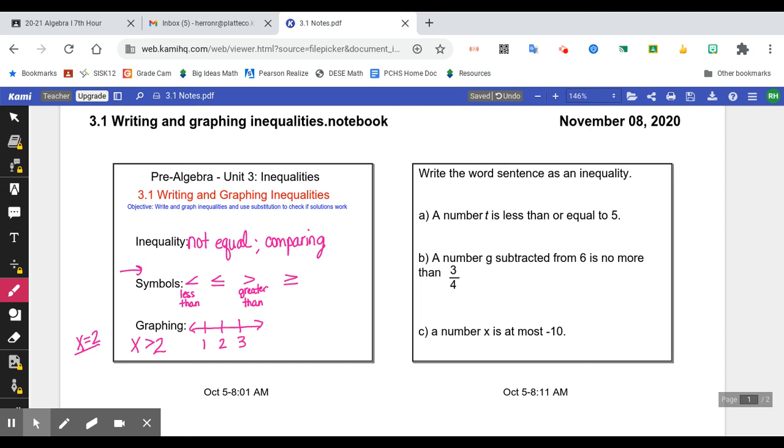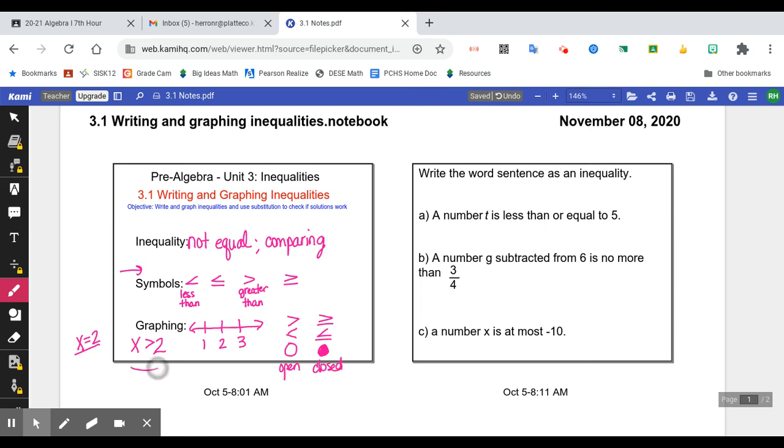Now, the special part of these is the types of circles. So hopefully you remember this from last year. But if you're going to have a greater than or a less than symbol, then you're going to use an open circle on the graph. And if you're going to use a greater than or equal to or less than or equal to, then you're actually going to have a filled in or closed circle on the graph.